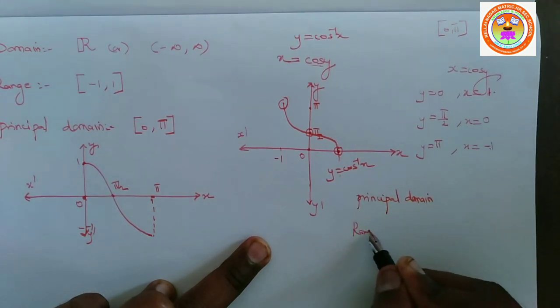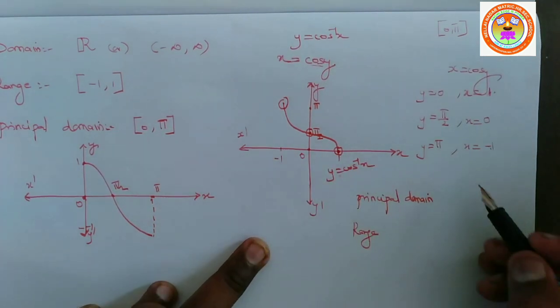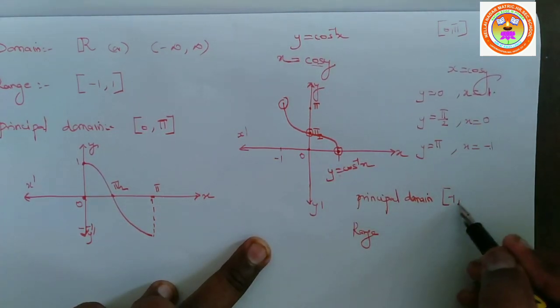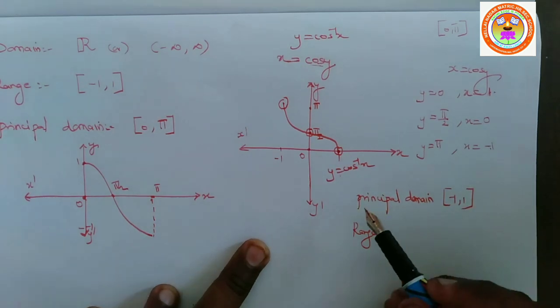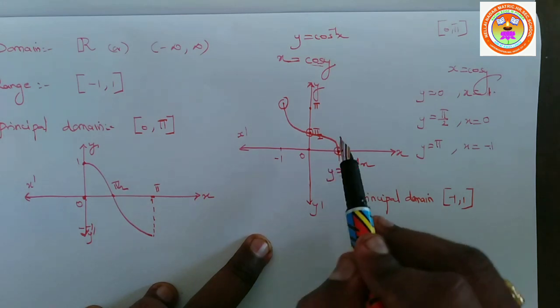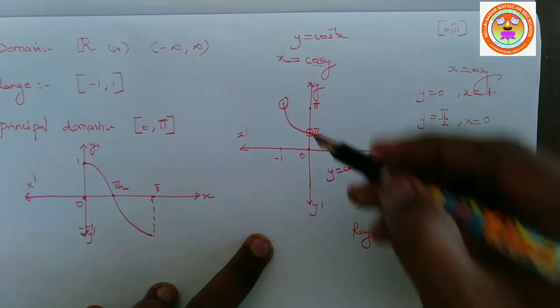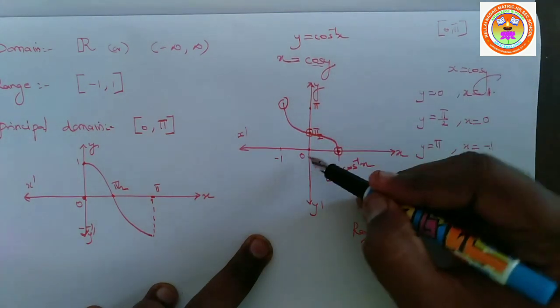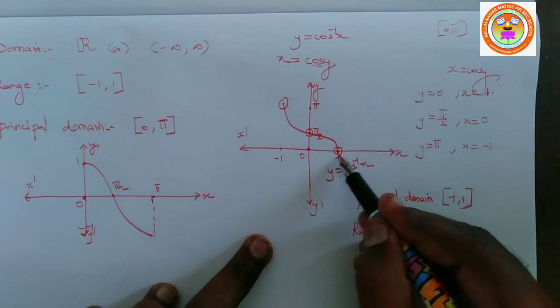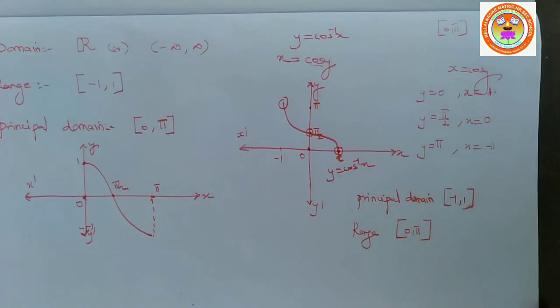Next we need to find the range. The principal domain on the x-axis is minus 1 to 1. Minus 1 to 1 is the principal domain. What will be the range? The range is 0 to pi. Here, this is pi, this is 0. The range is nothing but the y-axis, 0 to pi. That's all. So the range is 0 to pi.